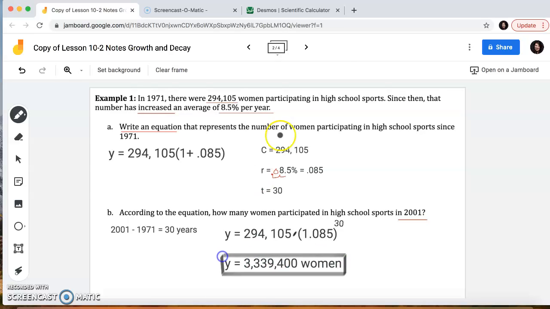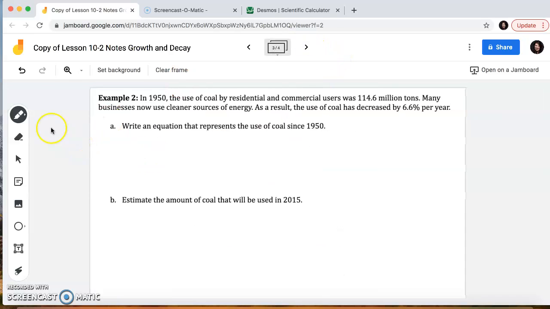Moving on to the next slide. Same idea for the next slide. In 1950, the use of coal by residential and commercial users was 114.6 million tons. Oh my goodness, that's a lot of coal. Many businesses now use cleaner sources of energy. As a result, the use of coal has decreased by 6.6% per year.